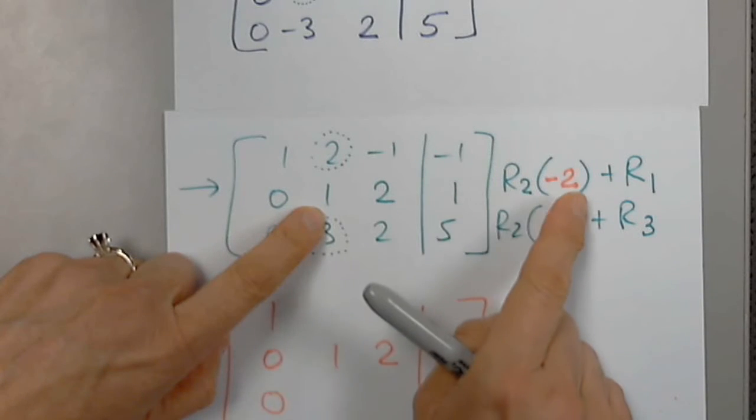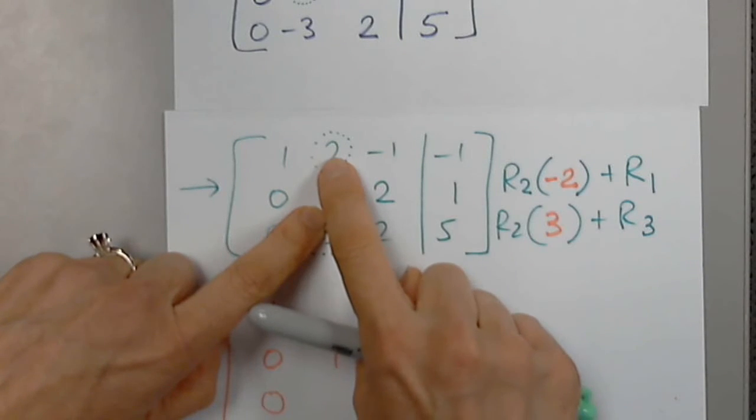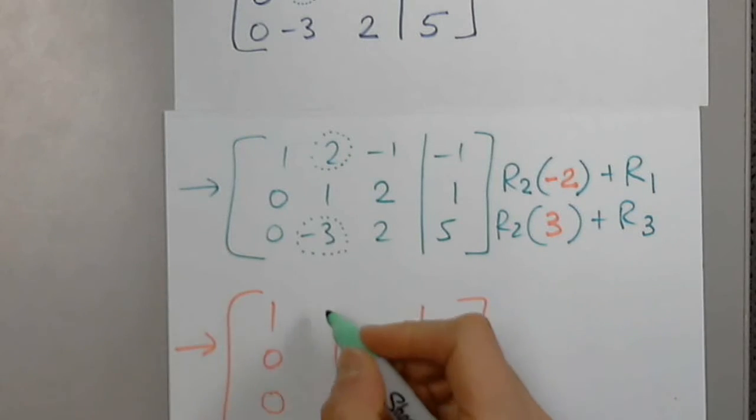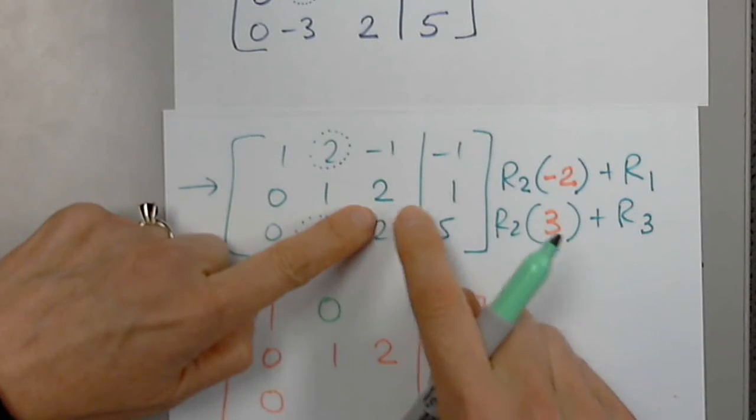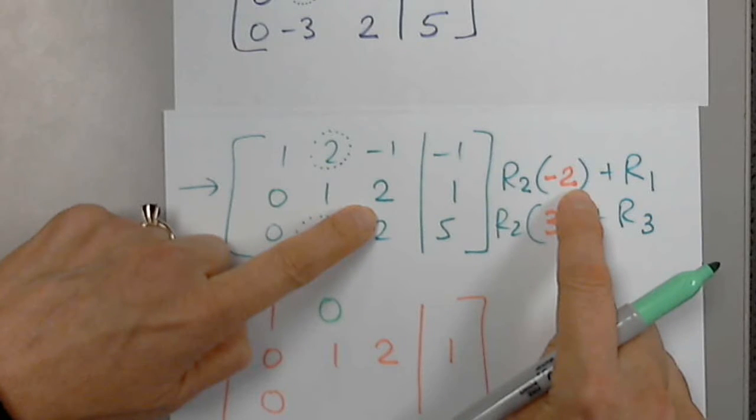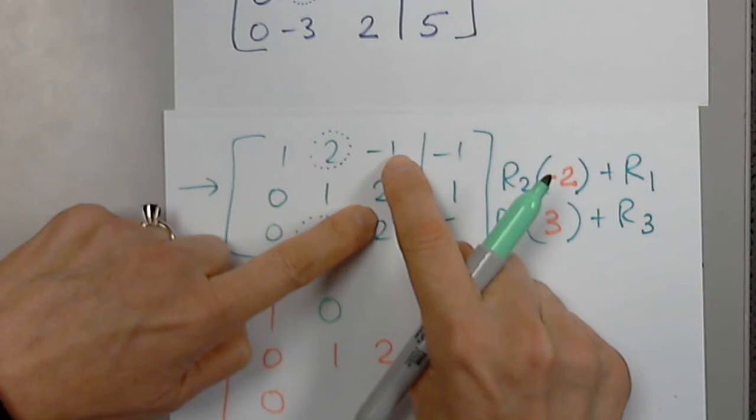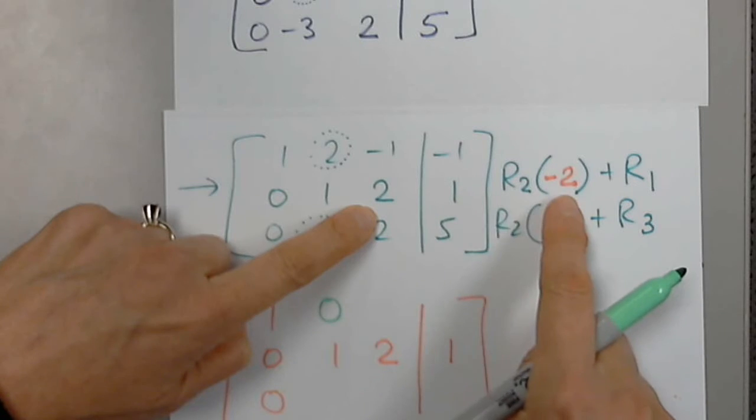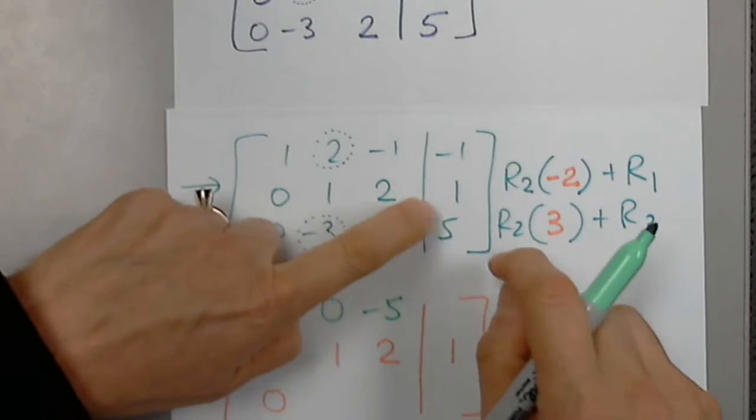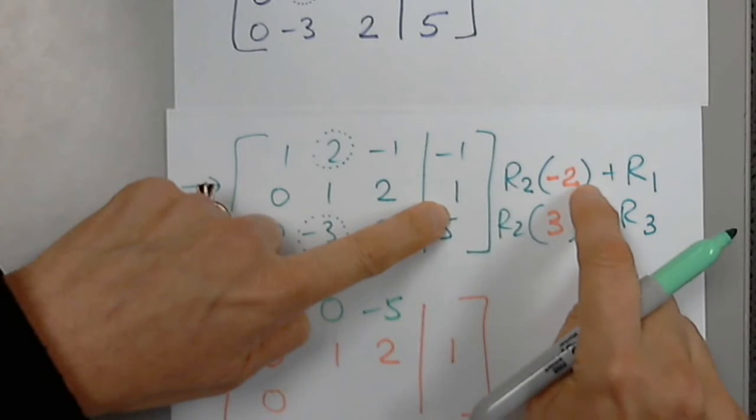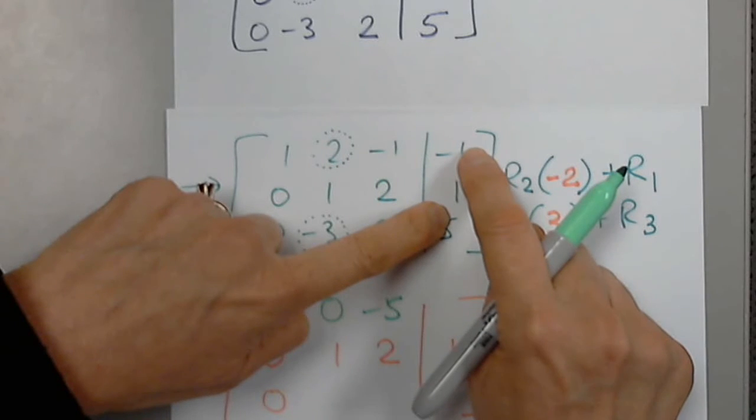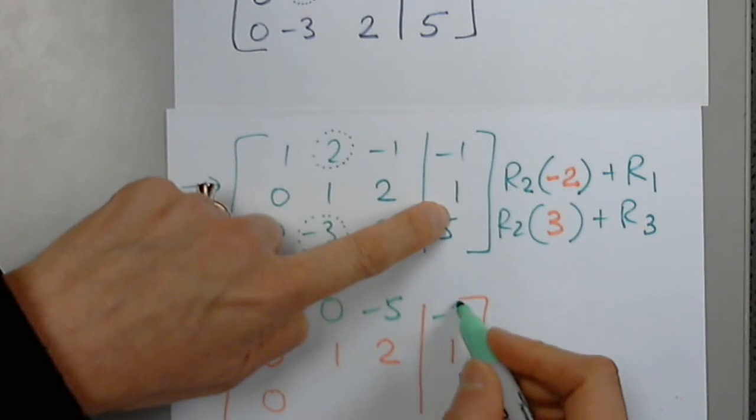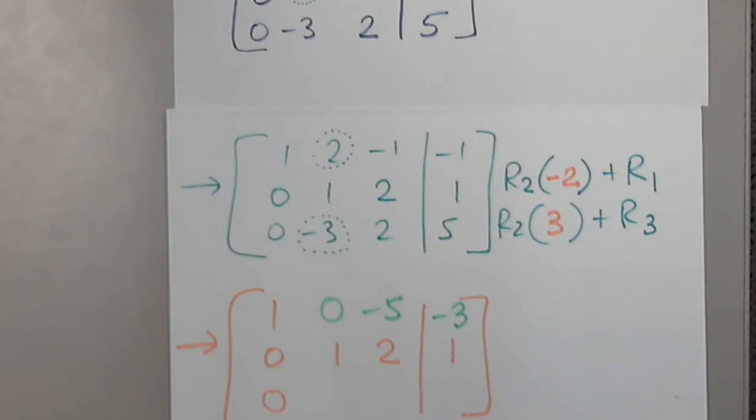1 times negative 2 plus 2. 0. Thank you. 2 times negative 2 minus 1. Negative 5. Very good. 1 times negative 2 minus 1. Negative 3. Awesome. Very good. Well done.